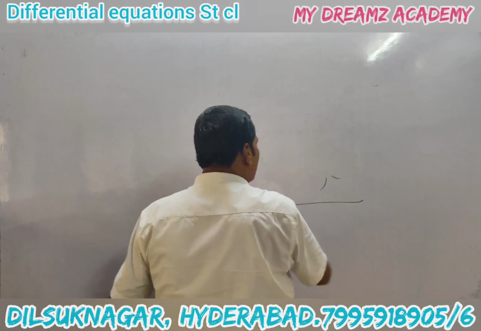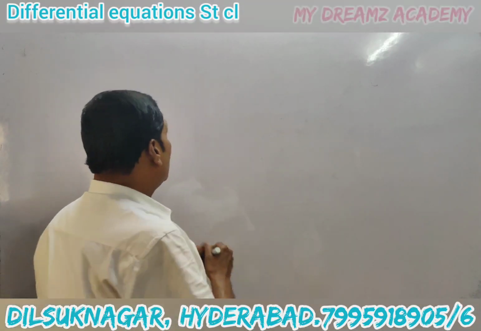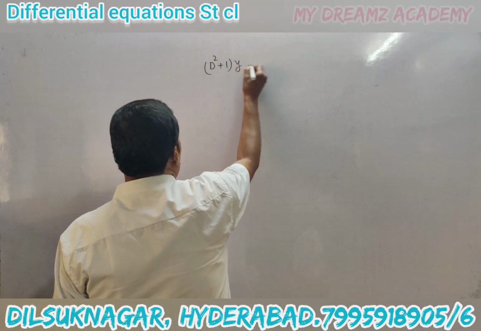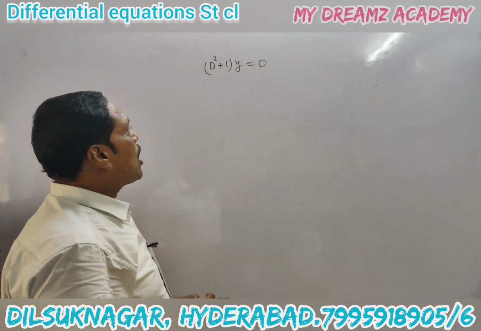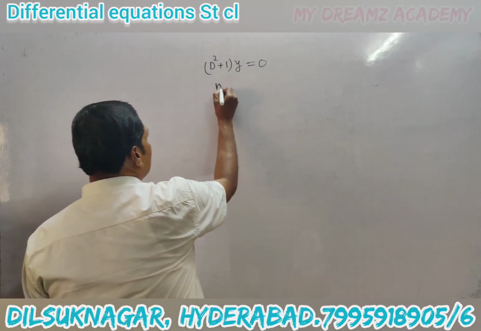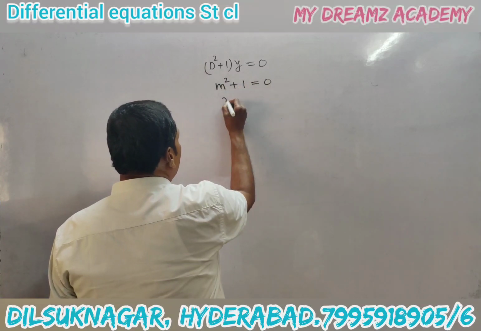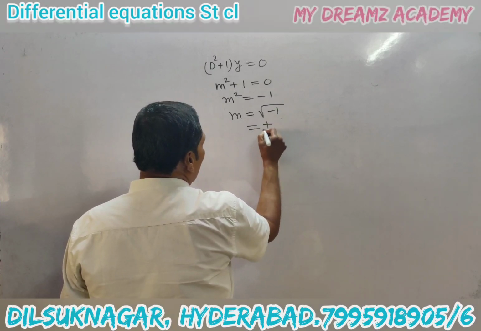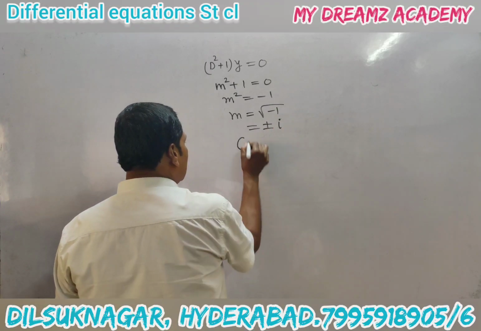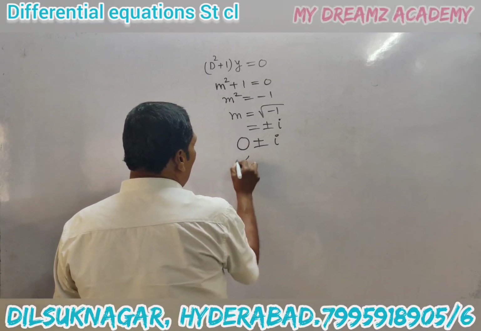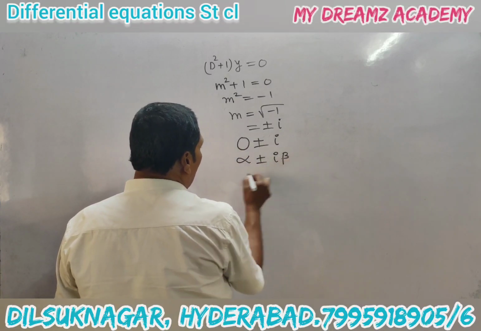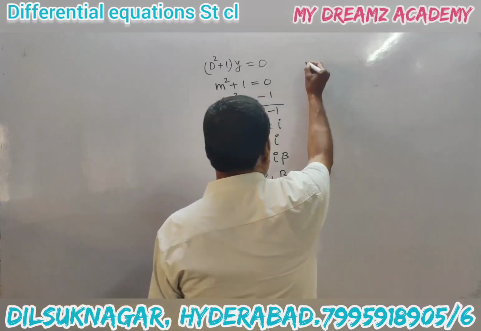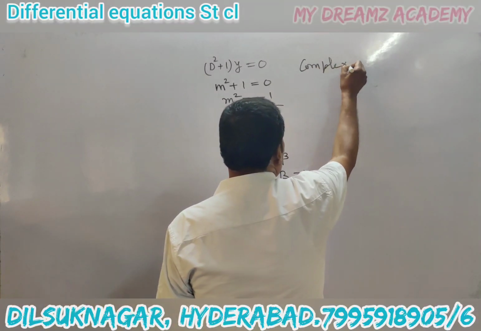See one more. (D square plus 1) into y is equal to 0. Directly given in operator form, the auxiliary equation is m square plus 1 is equal to 0. m square is equal to minus 1, m is equal to root minus 1, which is equal to plus or minus i. That is 0 plus or minus i, alpha plus or minus i beta. Alpha is equal to 0, beta is equal to 1. What are these? Complex conjugate roots.